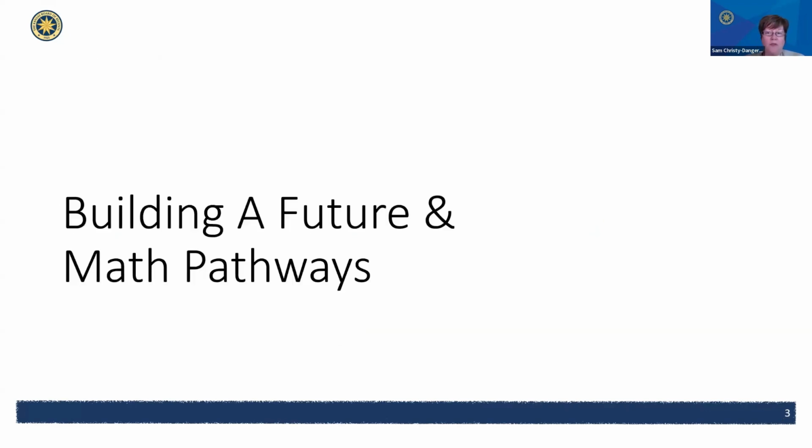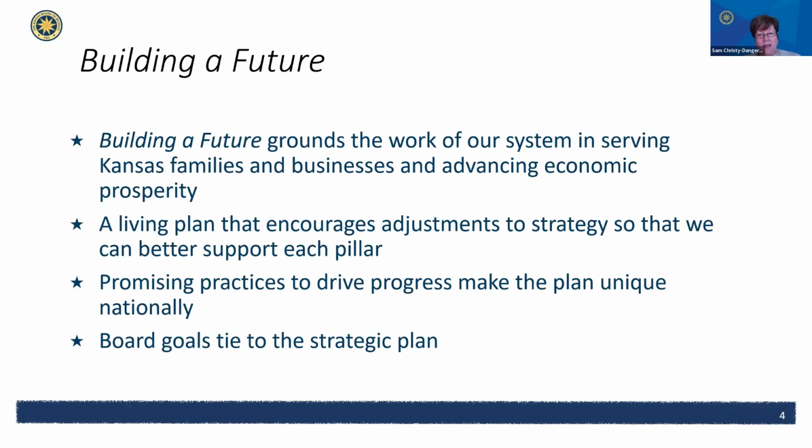So what I'm going to be doing is we're going to start by talking about why. Why are we doing what we're doing with these Math Pathways initiatives? We're going to begin our presentation by touching on KBOR's strategic plan, Building a Future, and we're going to talk about its intersection with Math Pathways. So Building a Future is KBOR's strategic plan, and it grounds our system's work in serving Kansas families and businesses while advancing economic prosperity. This document is designed to be a living plan, encouraging strategic adjustments to better support each of 3 pillars. Those pillars are family, business, and economic prosperity.